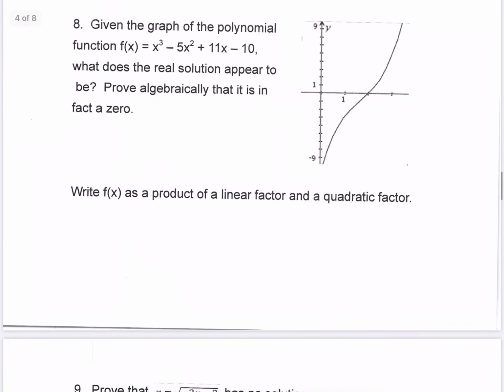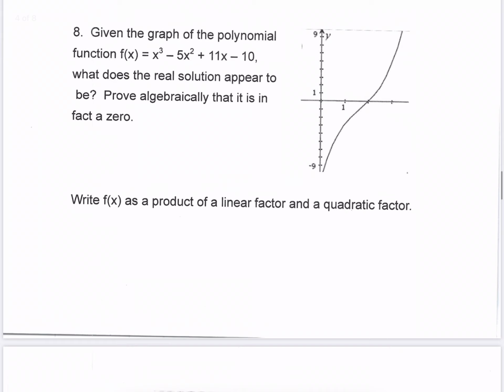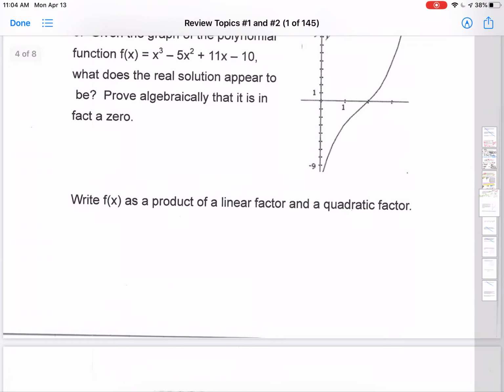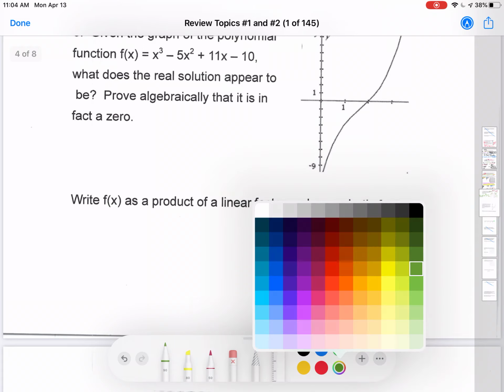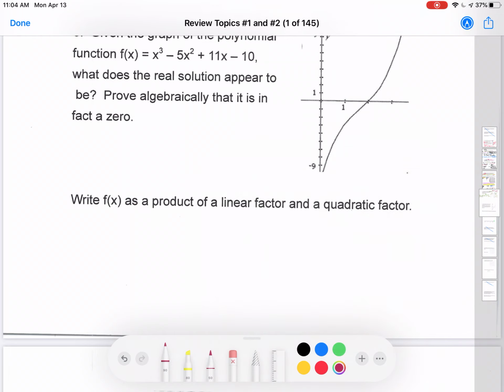All right, last one for review topics 1, number 8. It says the graph of the polynomial function, blah, blah, blah. And it says, what does the real solution appear to be? So the real solution, right, the zero, is where it crosses the x-axis. So the real solution appears to be x equals 2. Prove algebraically that it is.